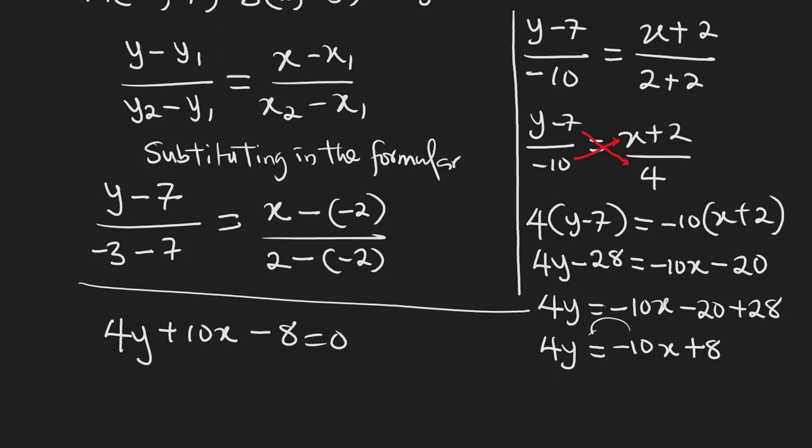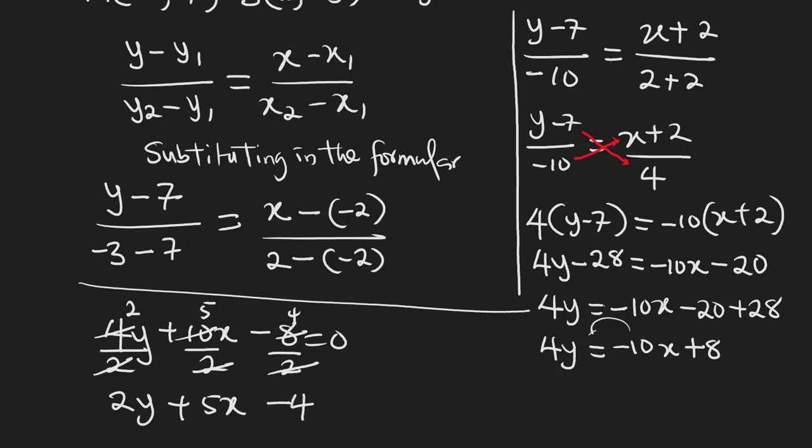So now, what is that number that we can divide by so that it goes through all of them? Of course, we know 2 can go here, here, and here. So if you divide, 2 cancels this 4 two times, 2 cancels this 10 five times, and 2 cancels this 8 four times. So we'll be left with what? 2y plus 5x minus 4 is equal to 0. So this is the equation. This is the linear equation.